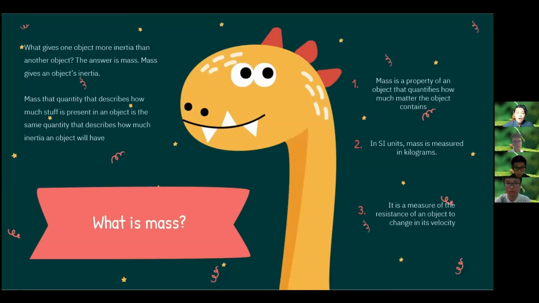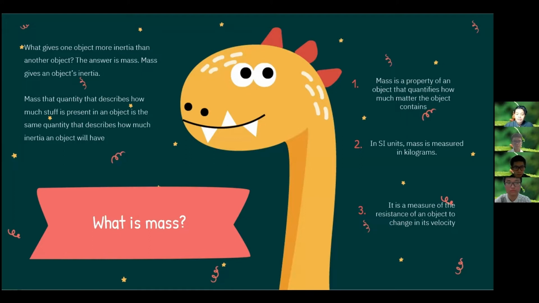What is mass? What gives one object more inertia than another object? The answer is mass. Mass gives an object inertia. Mass, that quantity that describes how much stuff is present in an object, is the same quantity that describes how much inertia an object will have.